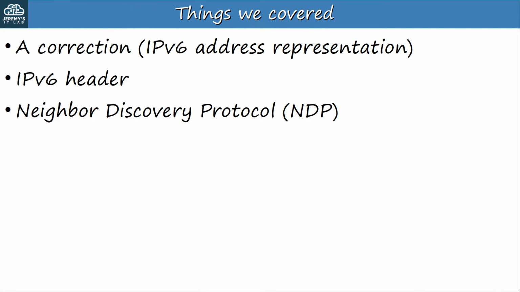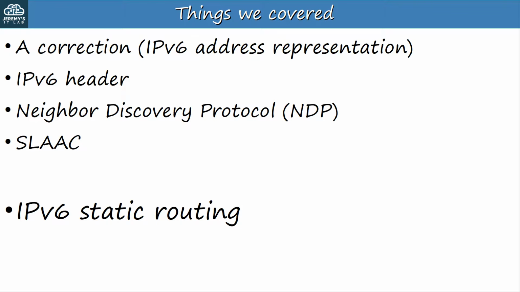NDP is a very important part of IPv6, which serves multiple functions. One of those functions is to replace ARP by using neighbor solicitation and neighbor advertisement messages. Another is for automatic discovery of routers on the network with router solicitation and router advertisement messages. Those router solicitation and router advertisement messages allow hosts on the network to use SLAAC, stateless address auto-configuration, to learn the network prefix and automatically configure an IPv6 address.